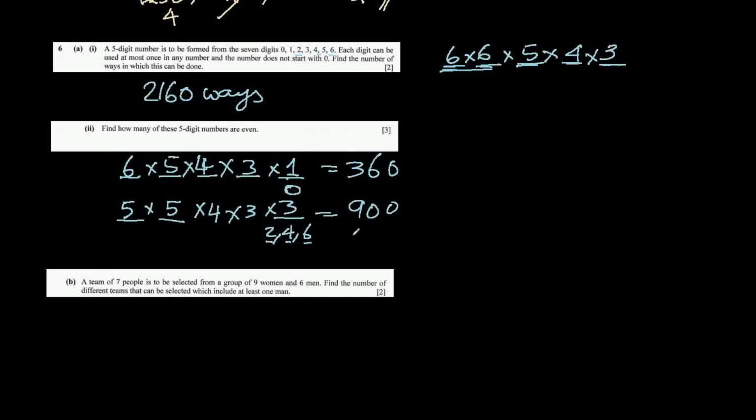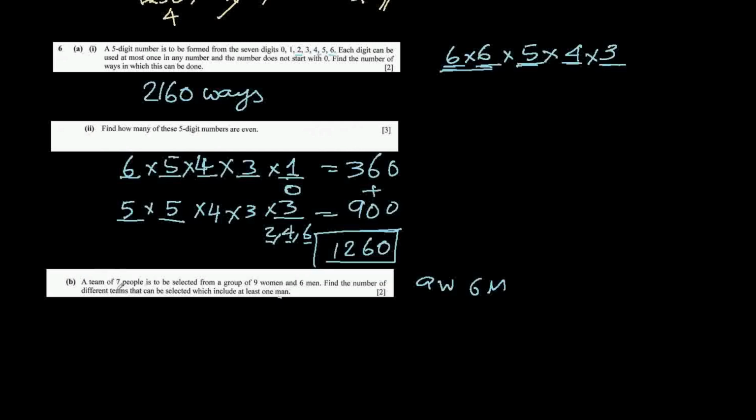So these are the 2 possibilities. We will add both of them and in total we get 1260 possibilities. B part. A team of 7 people is to be selected from a group of 9 women and 6 men. Find the number of different teams that can be selected which includes at least 1 man.